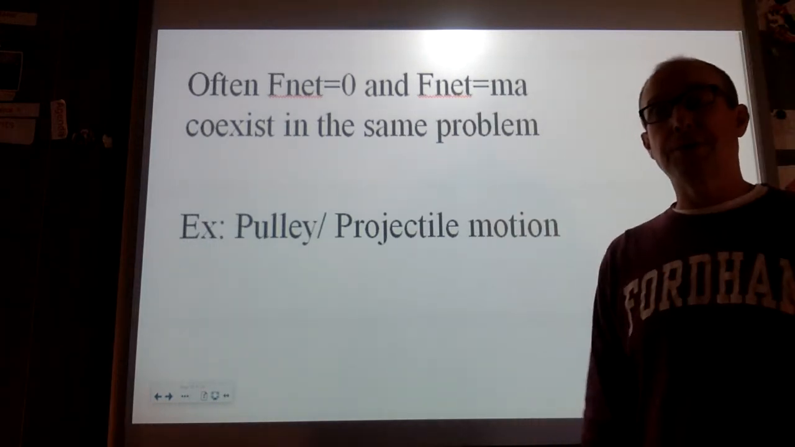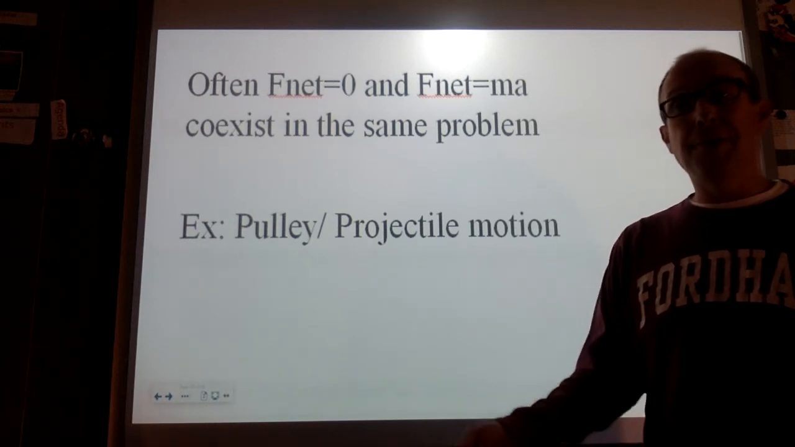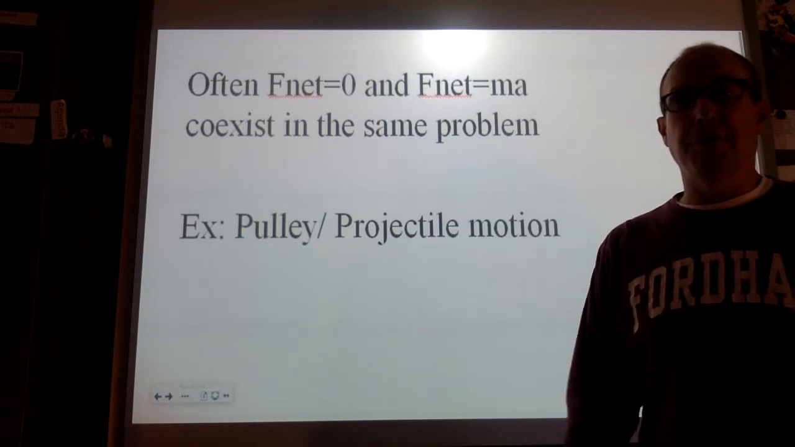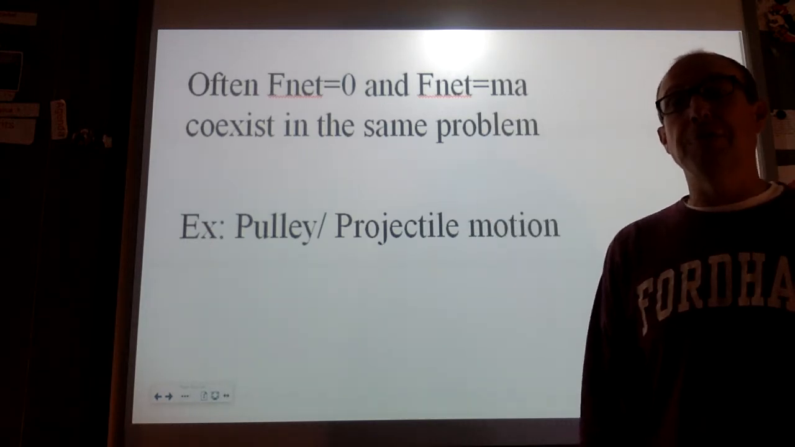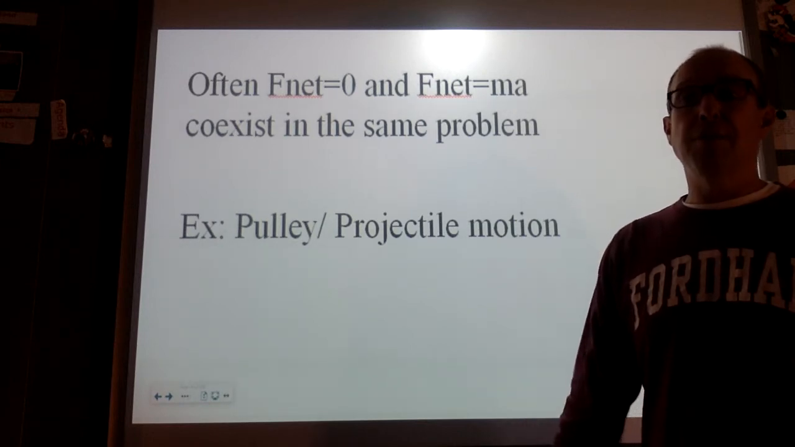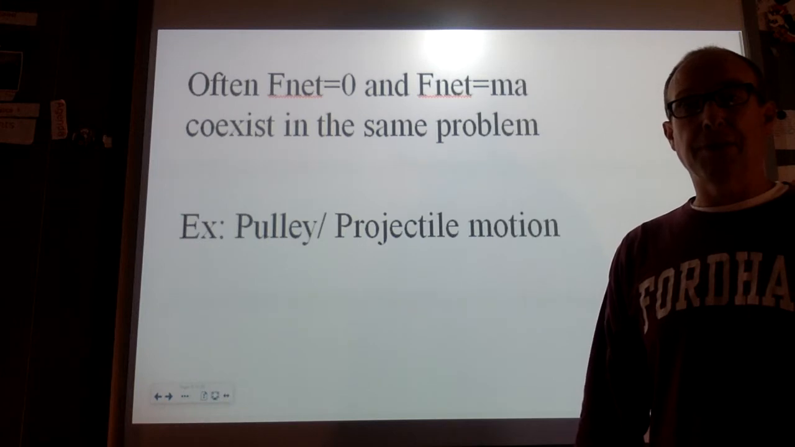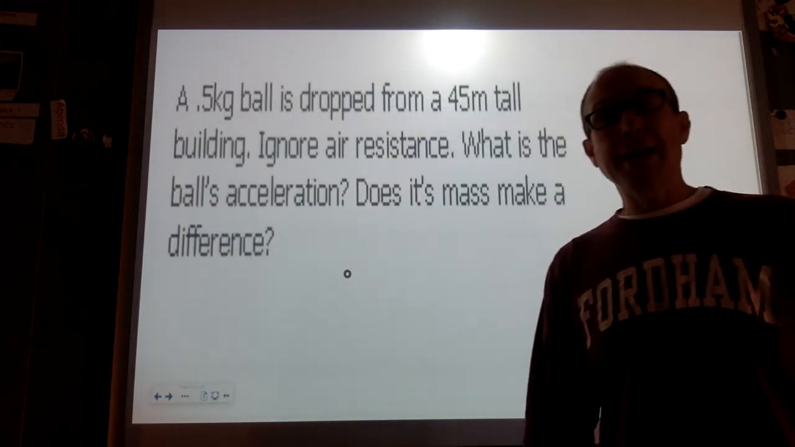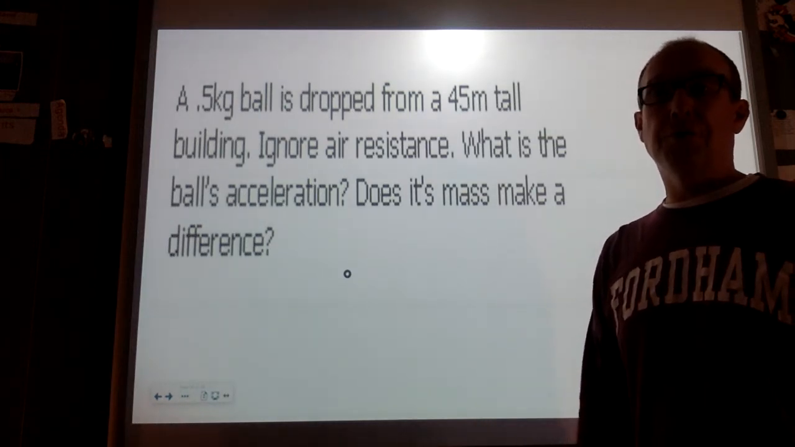Often you'll have the same ones in a problem. You have Fnet equals 0 and ma. When we had the sleepy dog, in the y direction, it was Fnet equals 0. The normal was balancing the weight for all of it. But in the x direction, we were accelerating, whether it was just me pushing that was accelerating it, or it was me pushing and friction opposing it that was accelerating it.